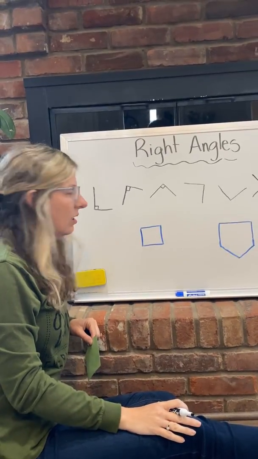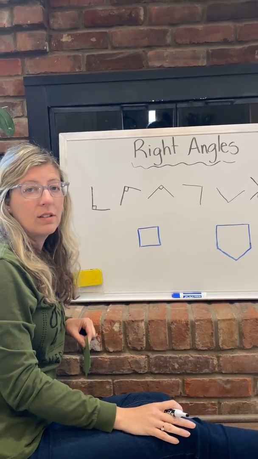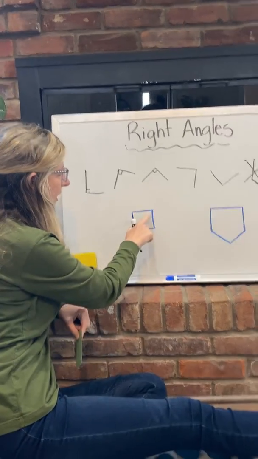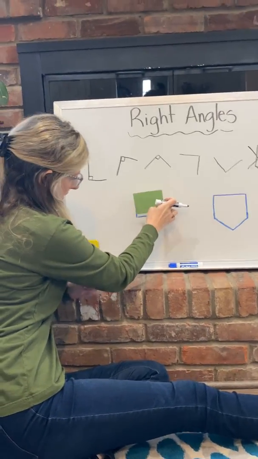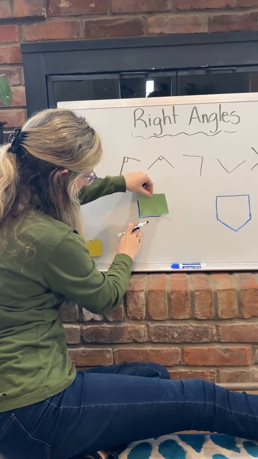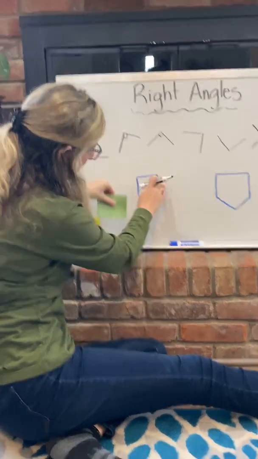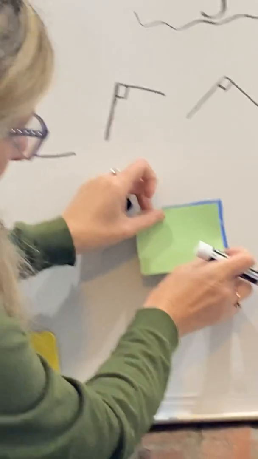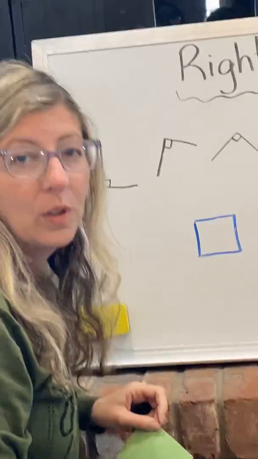Let's look at the square here. So how many angles, the square has 4 angles, right? How many of those angles are right angles? Look at it and see. You can even put your paper in there. Let's do this bottom one. Let's do this angle. And do that top angle. See how it lines up with both sides? So a square has 4 right angles.